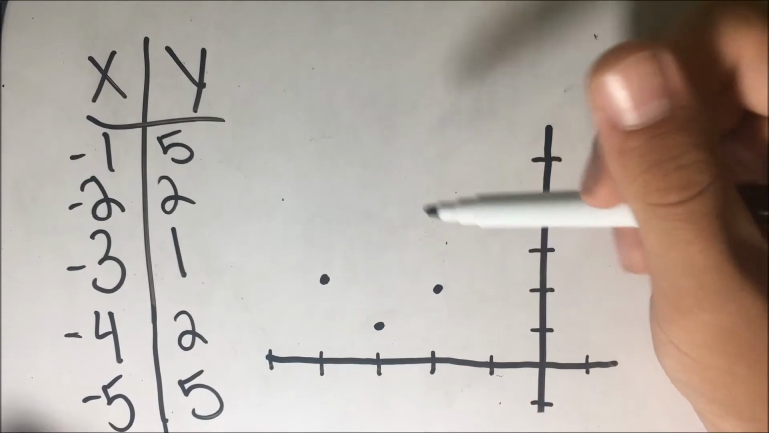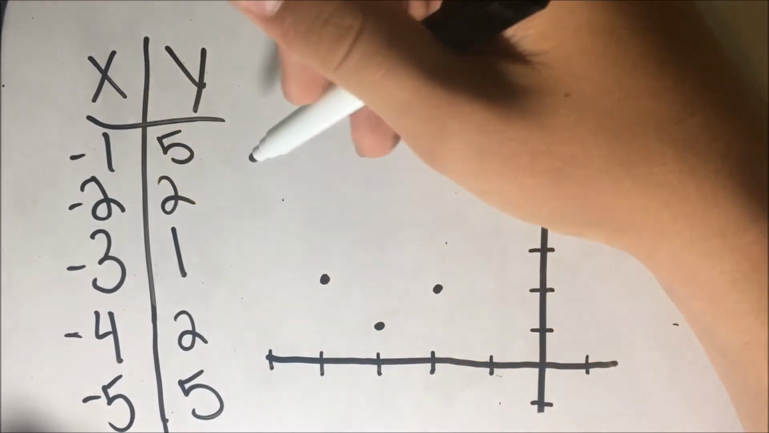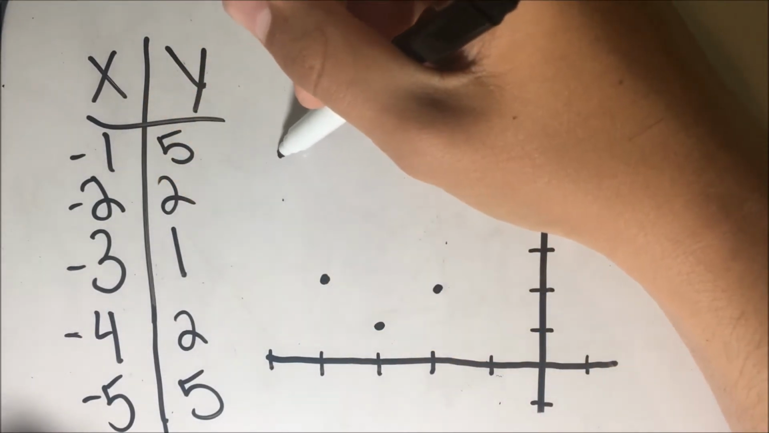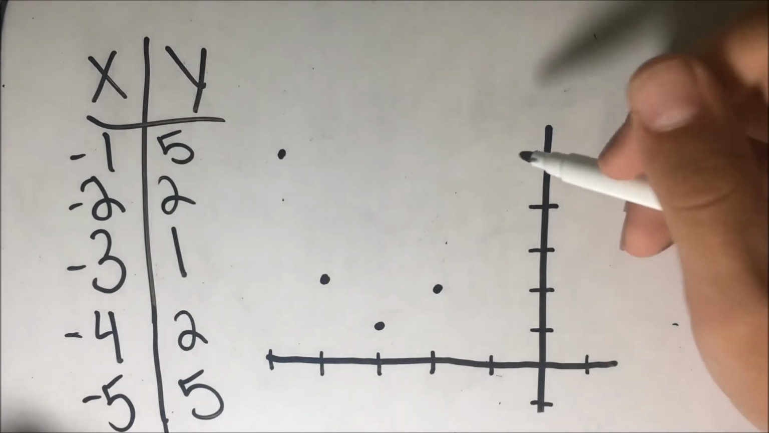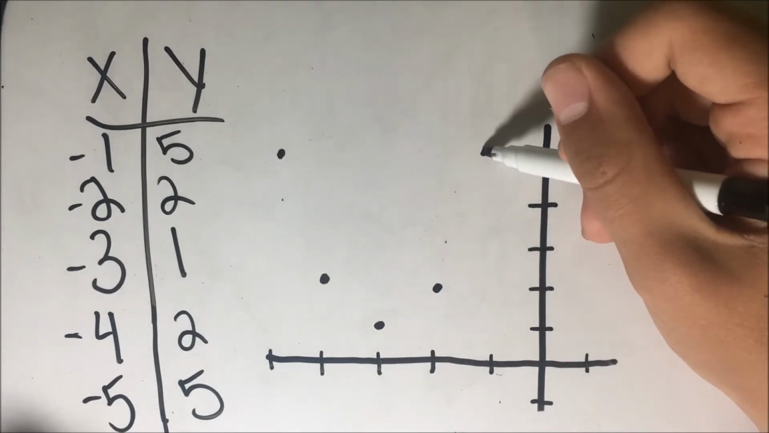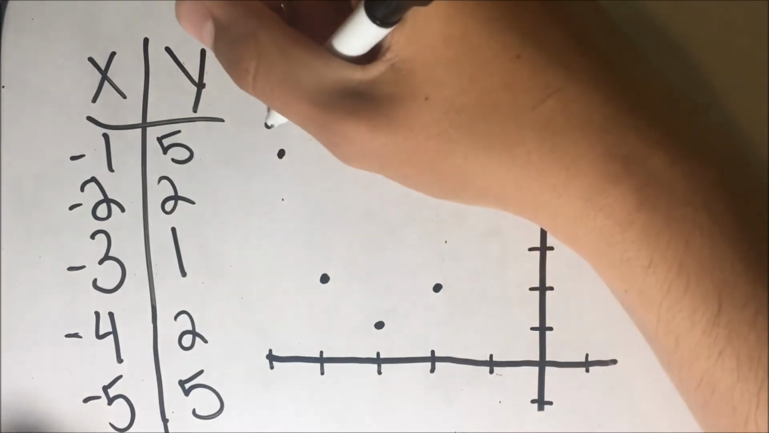And then negative 5, 5. So it'll be negative 5. That'll be up here. And then negative 1, 5. Now I can go ahead and draw this line.